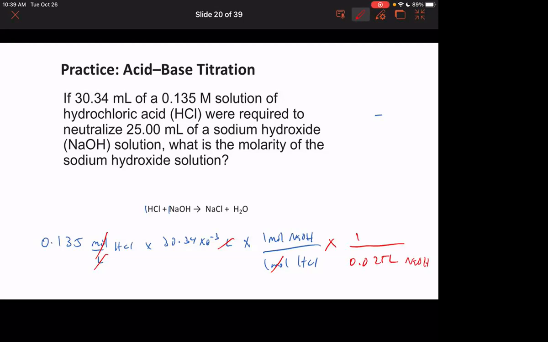And students are always like, well, what's the one? Well, no, I'm just dividing by 25 mL because I've got moles and I want the molarity. I just do it by dimensional analysis, so I'm multiplying by 1 over. But you're dividing by the volume because your answer at this point is moles of sodium hydroxide. So how do you get molarity of sodium hydroxide? Divided by the volume in liters, or in my case, multiply by 1 over, because I'm doing it by dimensional analysis.